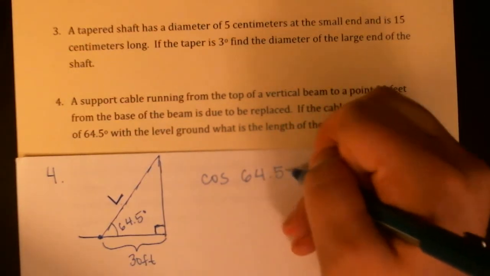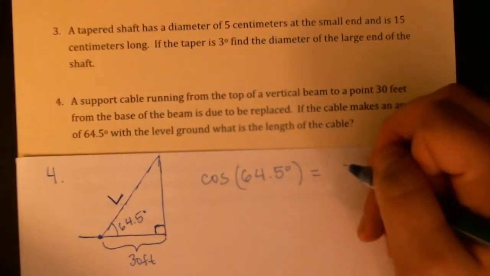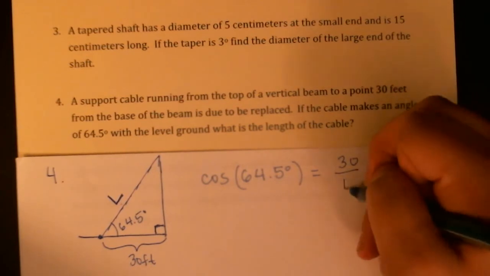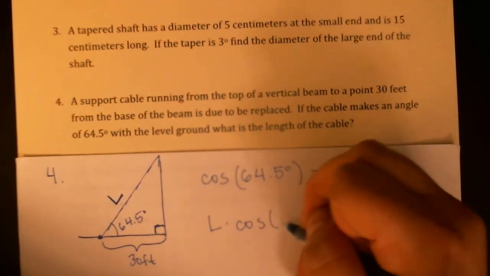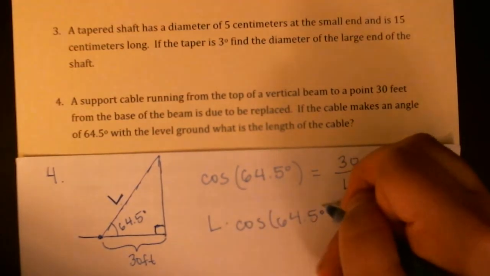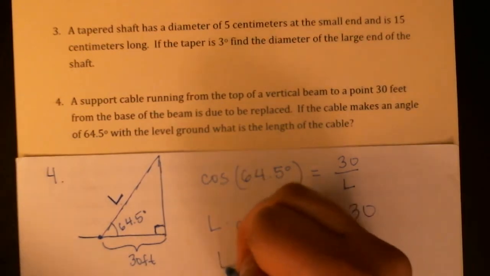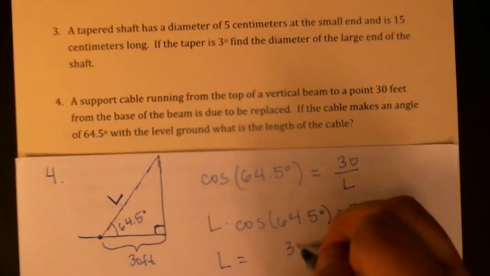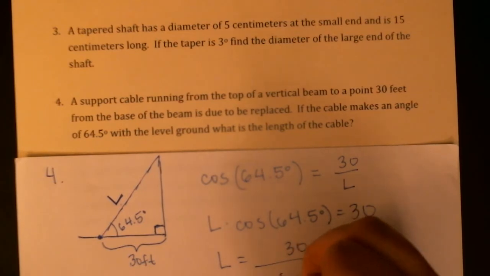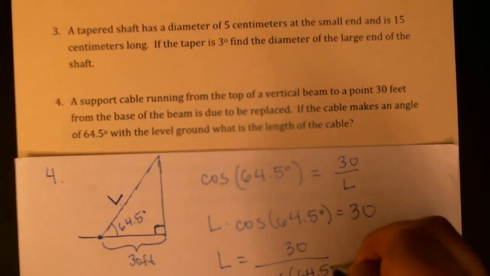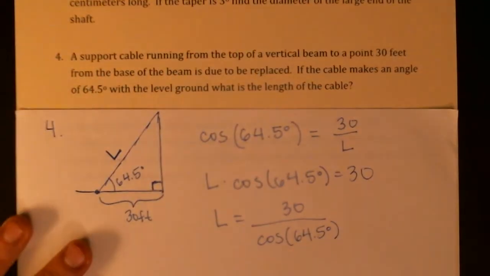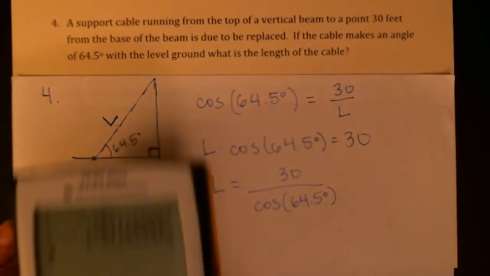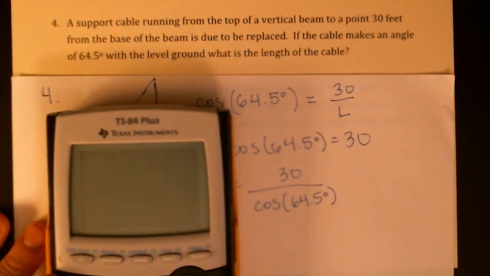So cosine of 64.5 degrees is equal to 30 over L, which means L times the cosine of 64.5 degrees is 30, which means L is 30 divided by the cosine of 64.5 degrees. So you could make that 30 times secant of 64.5 degrees, but I want to plug this in my calculator, so that's actually going to make me work harder. I'm just going to stick with my cosine.